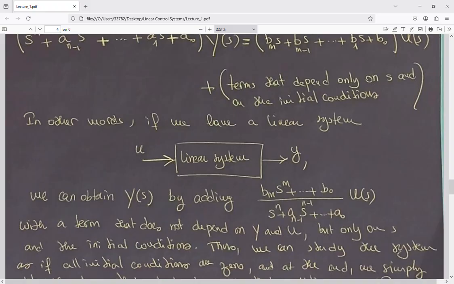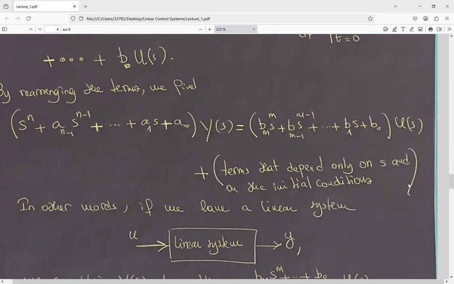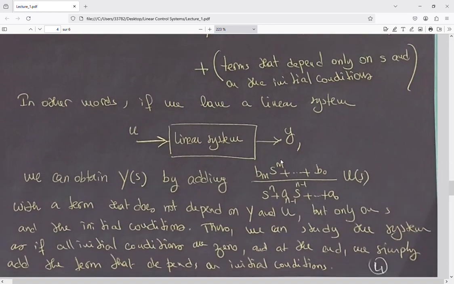Now, what can we say? We can see here that if you have a linear system with an input u and an output y, you can obtain the output Y just by multiplying your input by this polynomial divided by that one. Basically, by this fraction here that we call the transfer function of the system. And once you get this term, you just add the impact of the initial conditions.